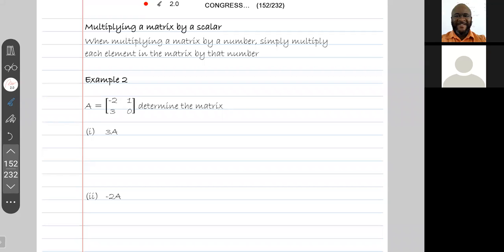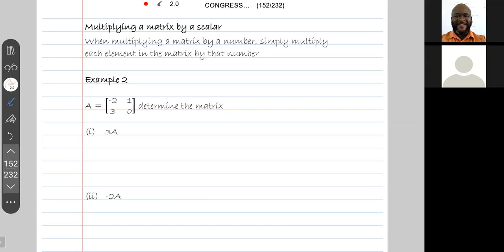Now, multiplying a matrix by a scalar. When multiplying a matrix by a number, simply multiply each element in the matrix by that number. Multiplying a matrix by a scalar means multiplying the matrix by a number. It is not matrix multiplication. You're not multiplying a matrix by a matrix. You're simply multiplying a matrix by a number, and you simply multiply every element in the matrix by that number.